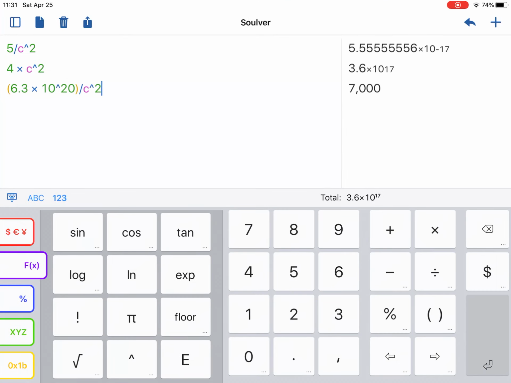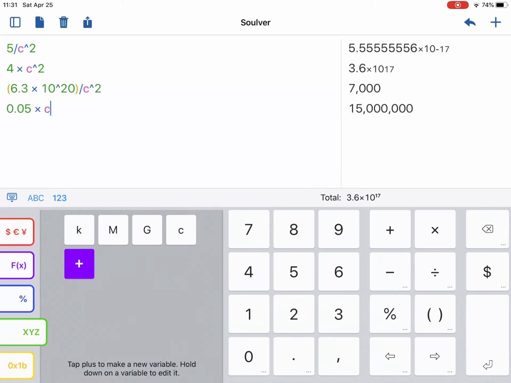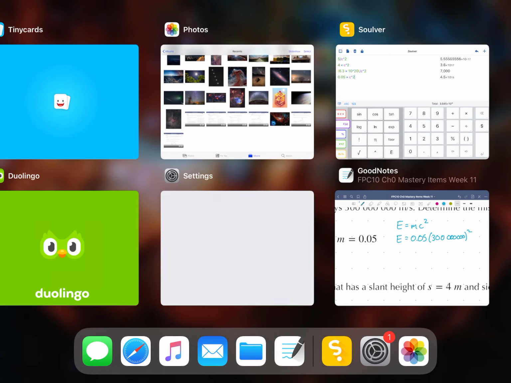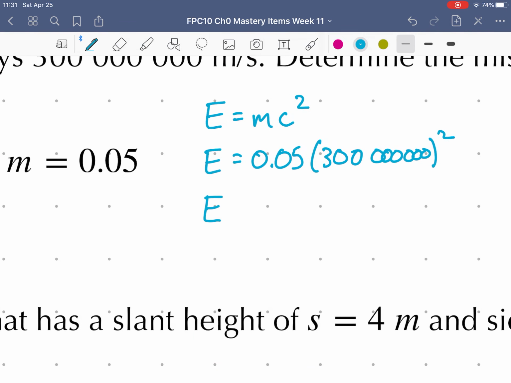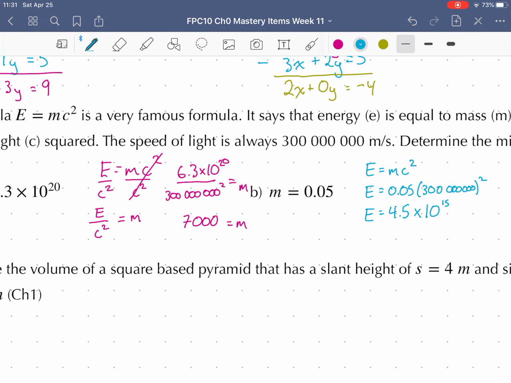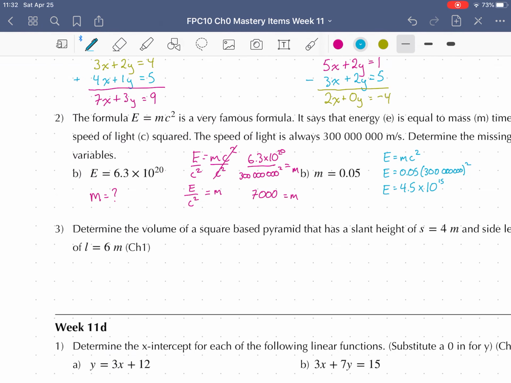So I'm going over to my calculator and I type in 0.05 times c squared. And I get 4.5 times 10 to the 15. 4.5 times 10 to the power of 15. Right? A little mass gives you a lot of energy. It takes a lot of energy to give you some mass.